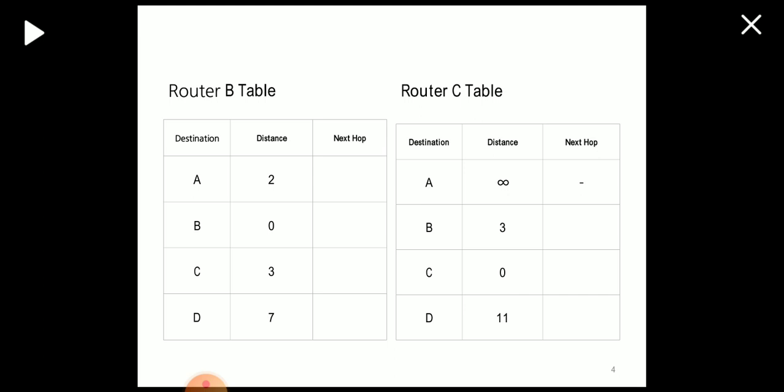Now in the router C table, the C to C path is taken as 0. When we traverse the path C to A, A and C are not directly connected, therefore the weight of C to A is considered as infinity, while C to B is considered as 3, C to C has weight 0, and for C to D we consider 11.